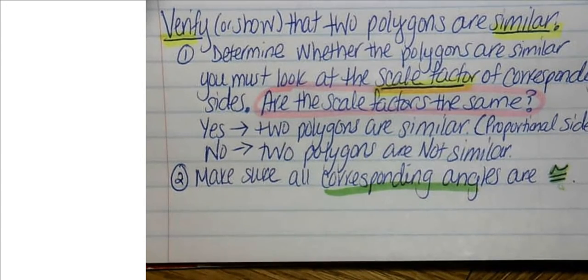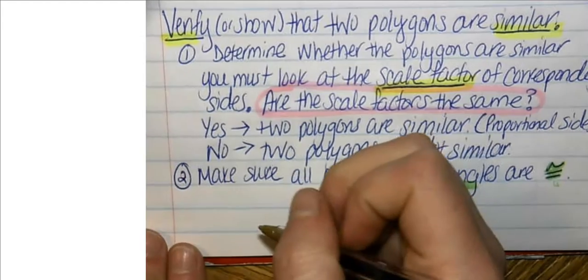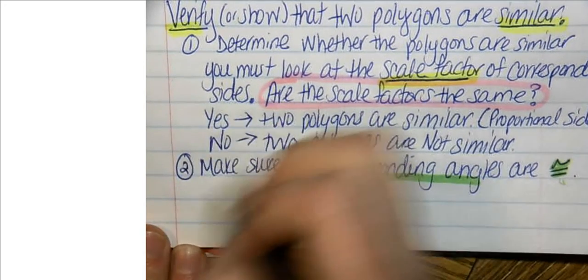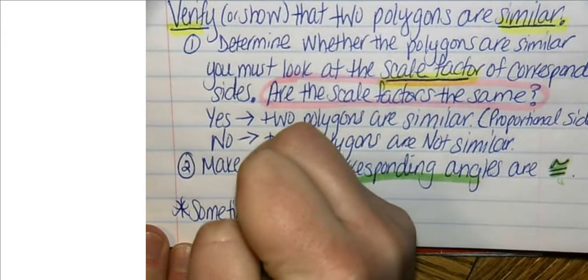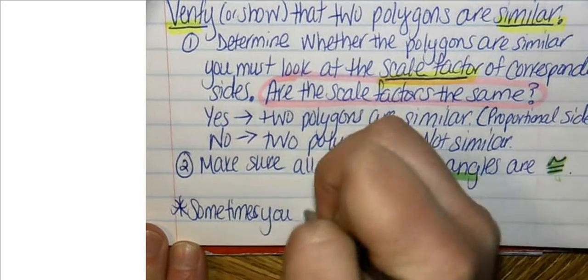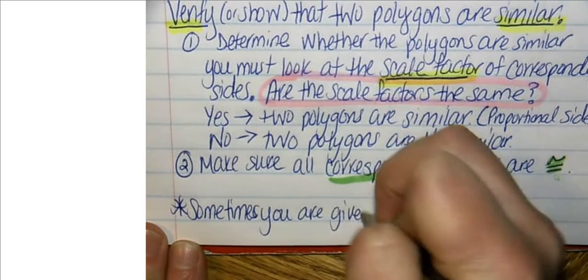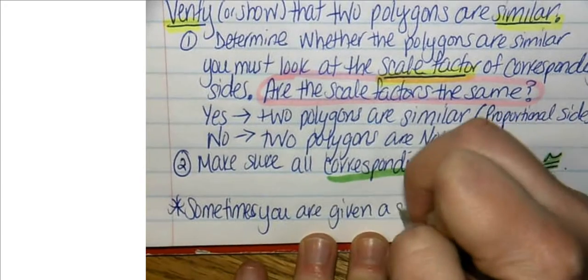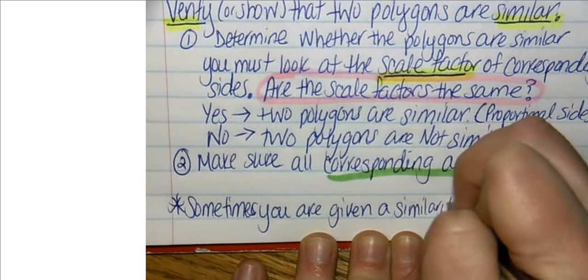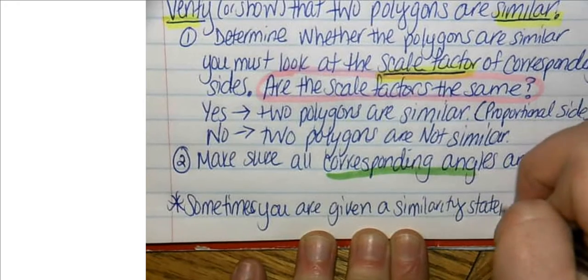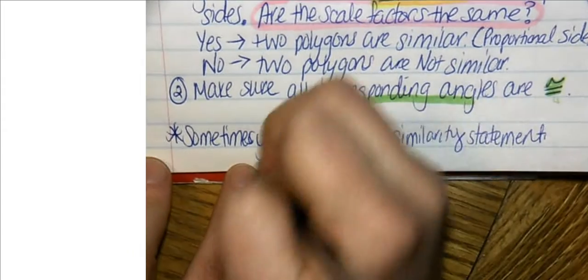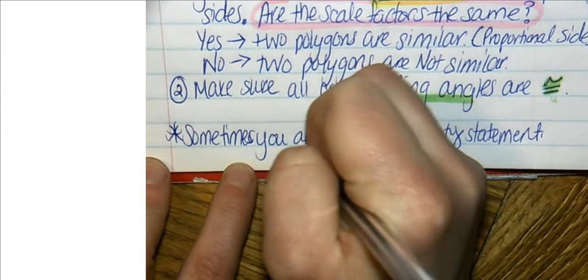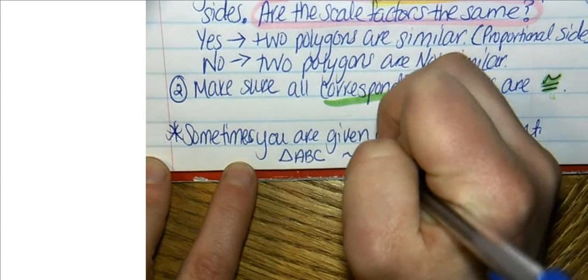Sometimes you are going to be given a similarity statement. And that statement looks very similar to what we experienced before. A similarity statement would be something like triangle ABC is similar to triangle DEF.